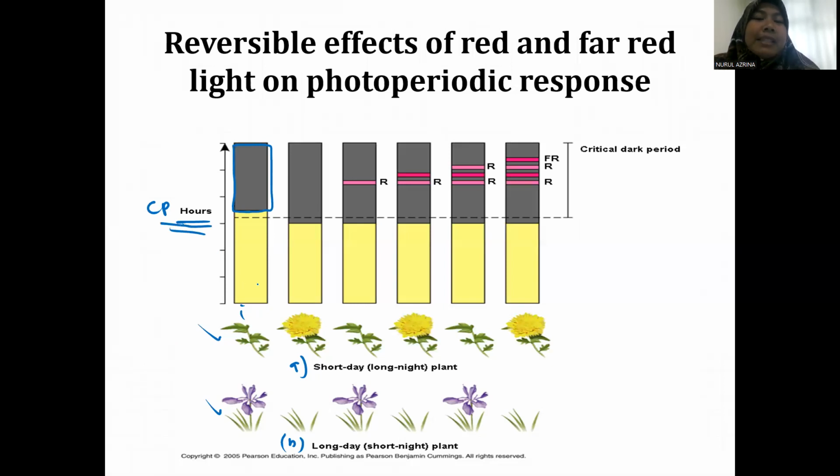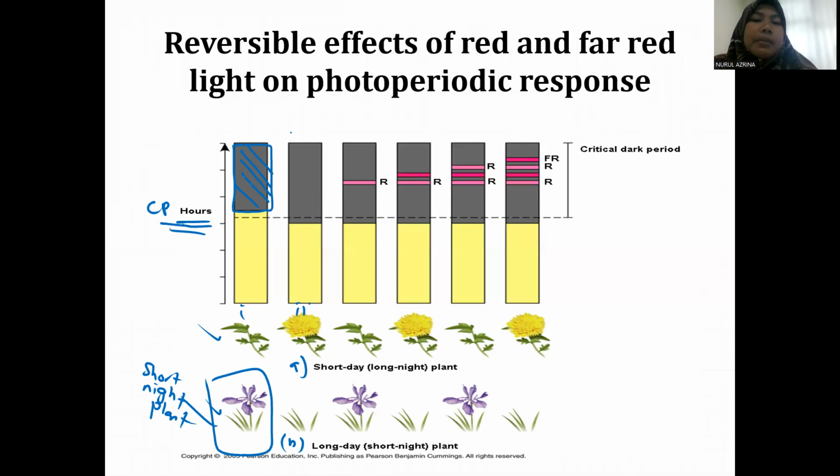So in experiment 1, the plant is exposed to a continuous dark period that is shorter compared to the critical period. So what happened? Plant A will not flower and plant B is flowering. So then you know plant B is a short night plant, or long day plant. And plant A is a short day plant.